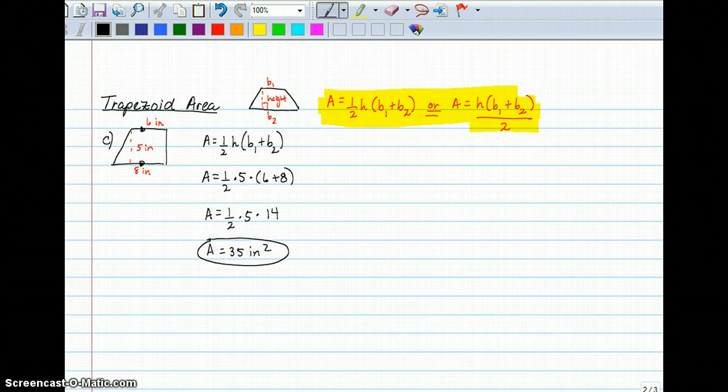Now, if you took half of 5, it would be fine. You would end up with 2.5, and 2.5 times 14 ends up being 35 if you put it into your calculator. Now, I prefer, and a lot of students do as well, this method. A equals height times B sub 1 plus B sub 2 divided by 2. So area equals, the height is 5 times 6 plus 8 divided by 2.